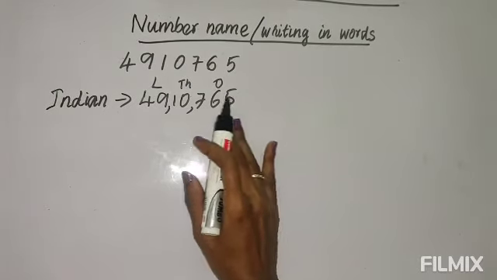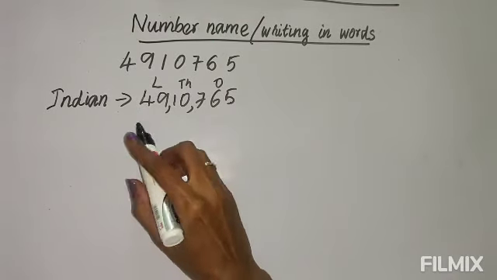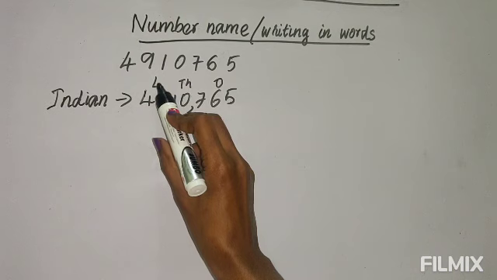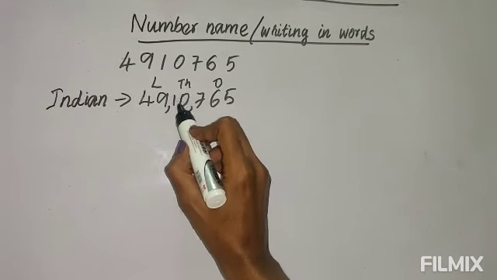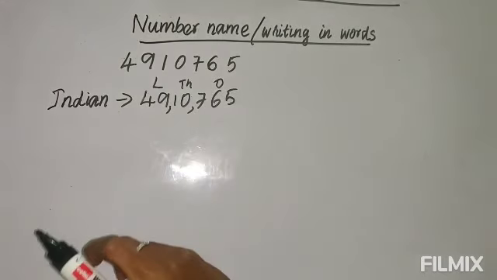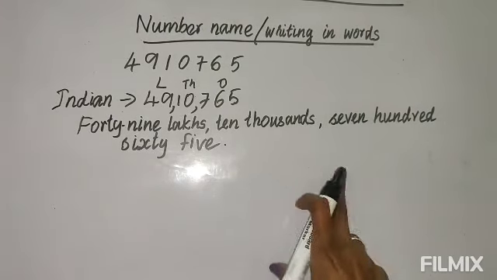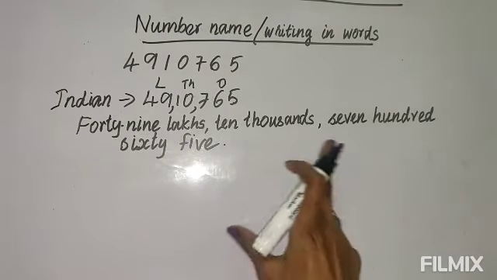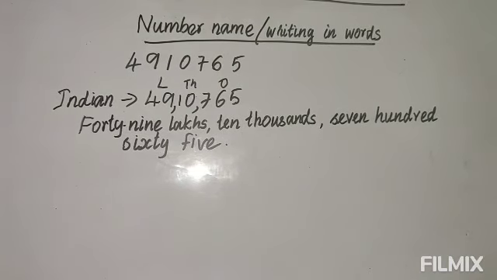Again, this is easy for you to read: 765. The last 3 digits you need not fear. Only these other things you will make mistakes in. So the number is 49, it is in the lakhs period, so 49 lakhs. The number here is 10, and it is in the thousands period, so 10,000, and this is 765. I have written in the Indian place value chart: 49 lakhs, 10,765. Let's see the international place value chart now.